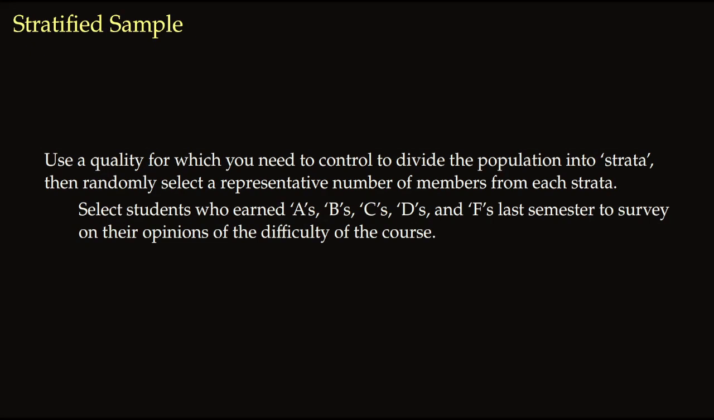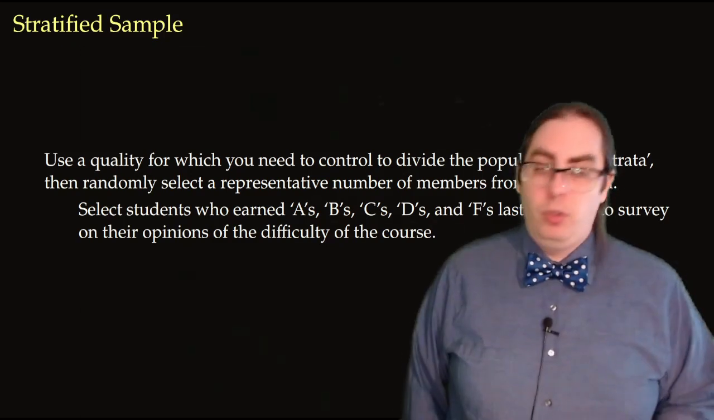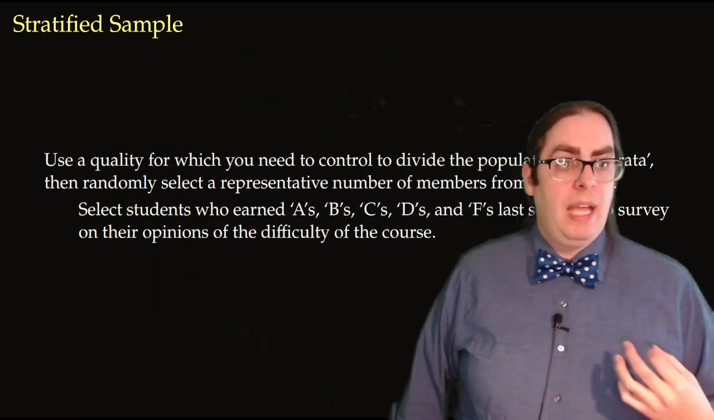And then the last tool is stratified sampling. Stratified sampling is useful when the researcher already knows some things about the population. So for example here, if I want to survey students on their opinions of a class, and I want to make sure that I control for letter grades, which is something that tends to be difficult, then I might be able to stratify the group and then go from there.